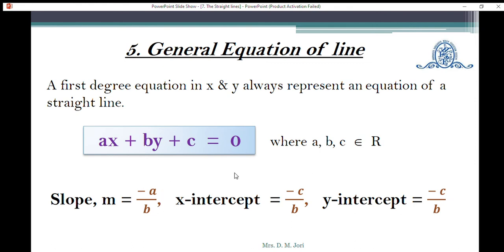X-intercept is minus c upon a. Sorry, I have made a mistake here, let me make it clear. The x-intercept formula is minus c upon a, constant upon x coefficient. Next, the y-intercept formula is minus c upon b, minus c upon the coefficient of y. B is the coefficient of y. So by using these three formulae, we can find the slope, x-intercept and y-intercept accordingly.